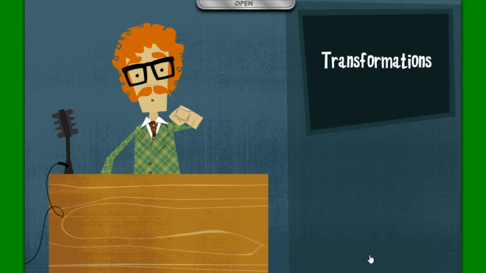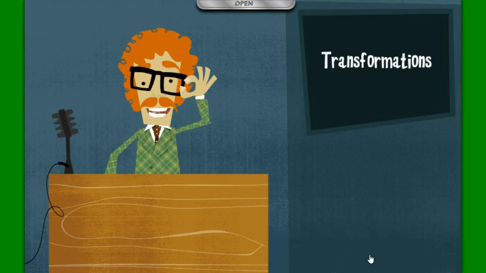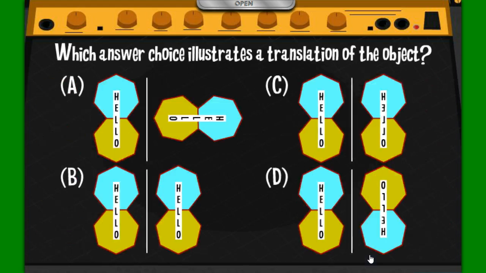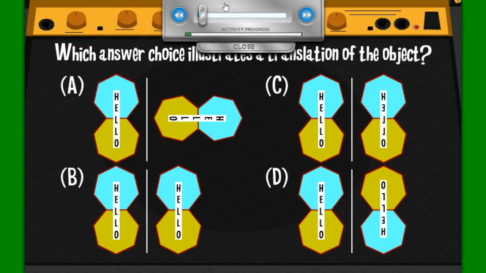Let's go back to R. Eddie to explore these transforming shapes a little bit further. Now, let's look at a problem where you need to identify the type of transformation. Which answer choice illustrates a translation of the object?